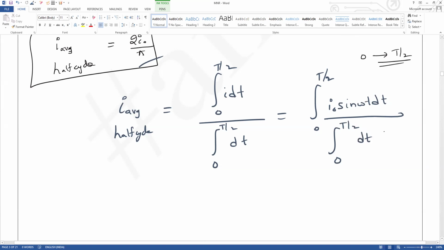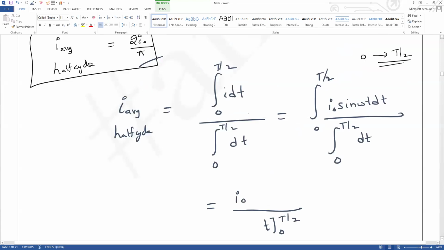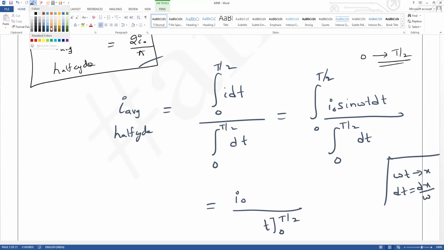Okay, guys? Speak, guys. Now what will happen? Integration of dt is t, varying from 0 to T by 2. I naught is constant. Now I want to replace omega t equals x and dt equals dx by omega. Just now we have done this, yes or no? Same formula, guys.